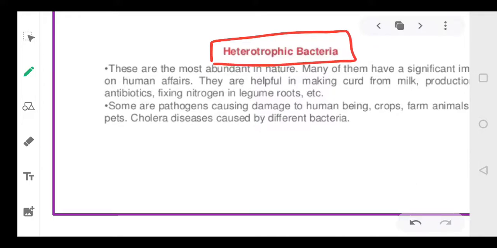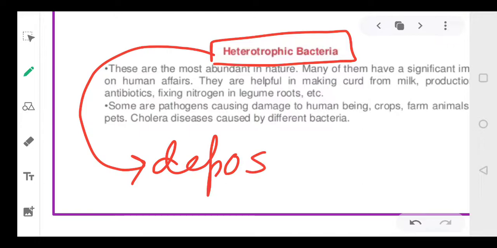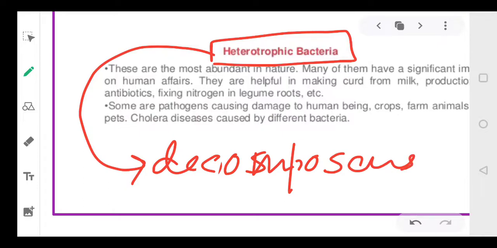Okay. Last category that we have, heterotrophic bacteria. Heterotrophic means the bacteria which depend on others for their food. So they are basically the decomposers, right? Clear, everyone? Like the bacteria which help in converting milk into curd, the bacteria which help in producing antibiotics, the bacteria which are present in the roots of the leguminous plants.